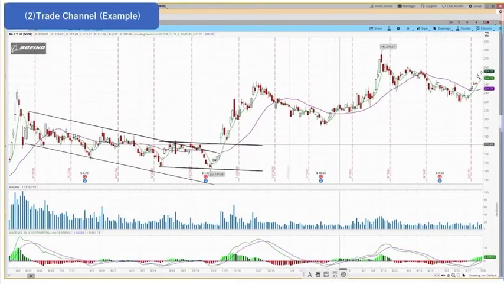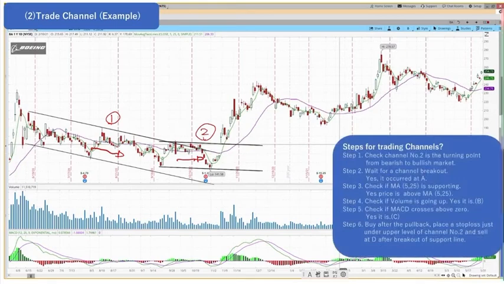If we understand this point, then it will be easier for us to find trading chances. This is an example for trading a channel. I put 2 channels on this chart. Here is channel number 1, and here is channel number 2. You can see channel number 1 is a downtrend, and channel number 2 is sideways. So you can see the price movement changes from channel number 1 to channel number 2. That means the market is changing from bearish to bullish.